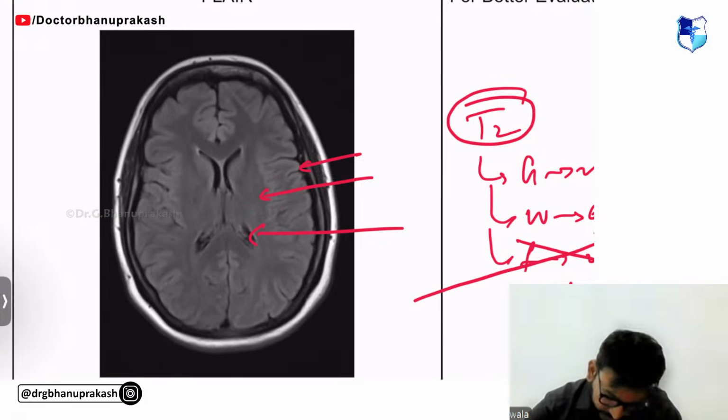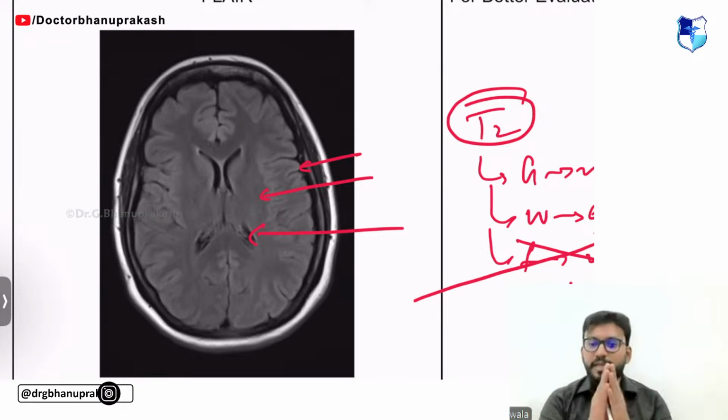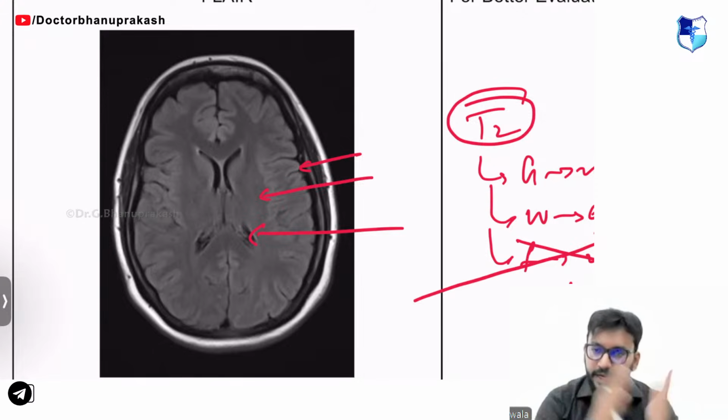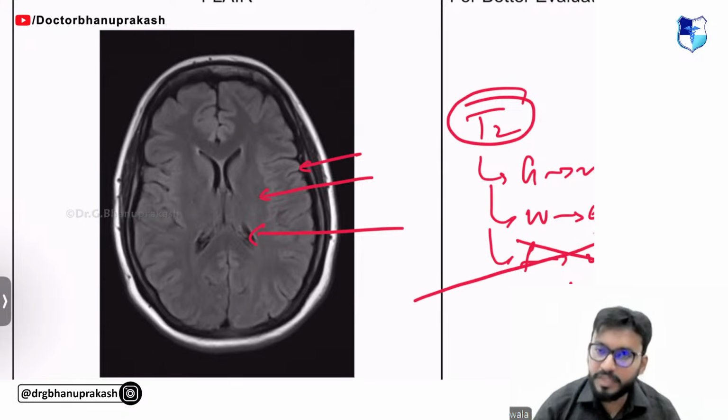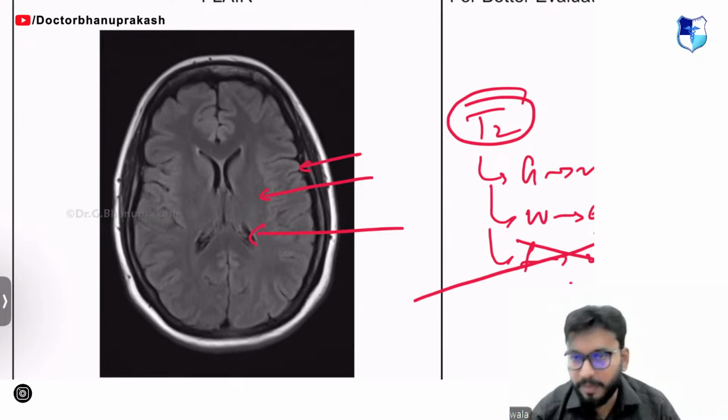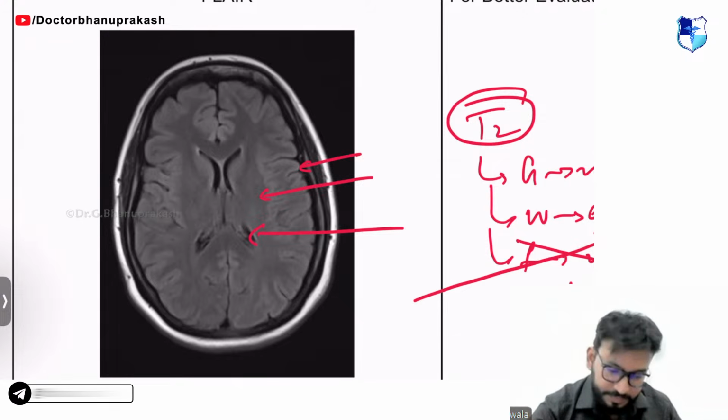FLAIR is just a sequence of MRI, guys. There are various sequences or types of MRI: T1 weighted, T2 weighted, FLAIR, STIR, ADC, DWI. All of these are various types or sequences of MRI. The basics remain the same.